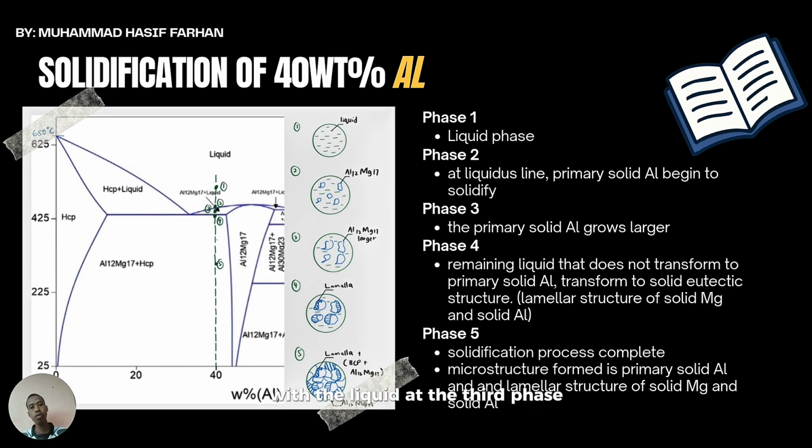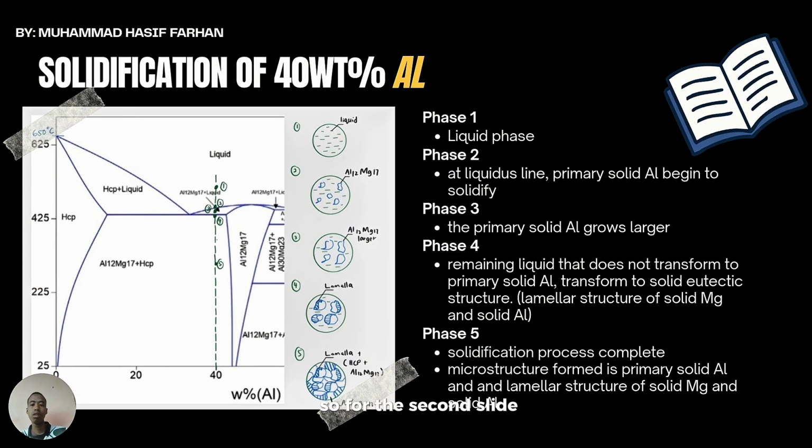At the third phase, as cooling continues, the primary solid Al12Mg17 crystals grow larger, taking up more space in the mixture. In the eutectic transformation, once we reach the eutectic temperature, the remaining liquid transforms into a lamellar structure. For the final microstructure, the solidification is now complete. The final metal consists of large primary Al12Mg17 crystals surrounded by a fine lamellar background.